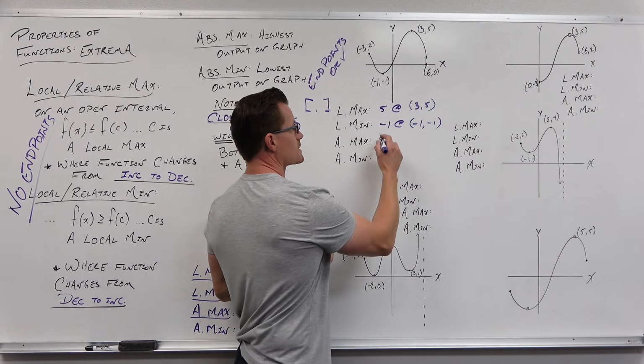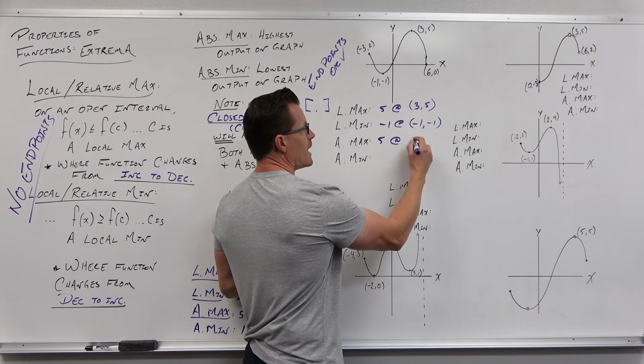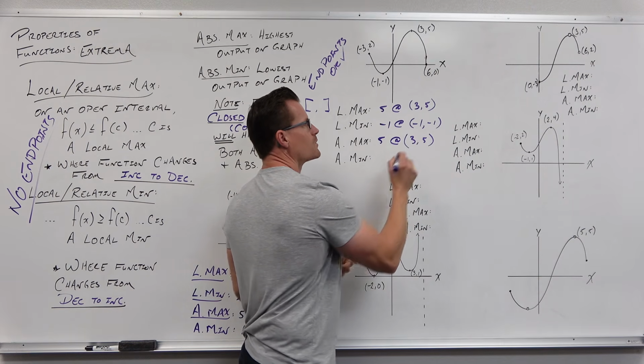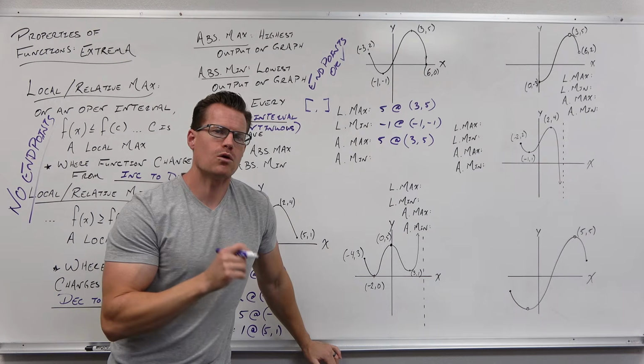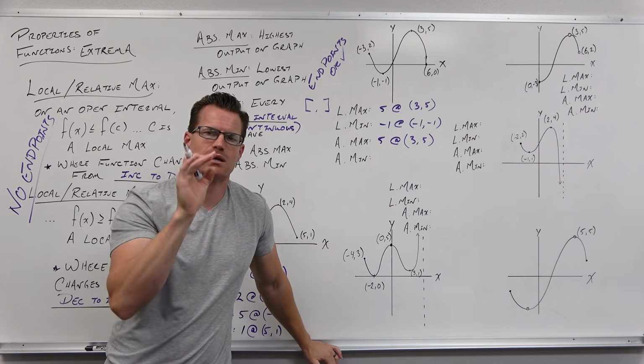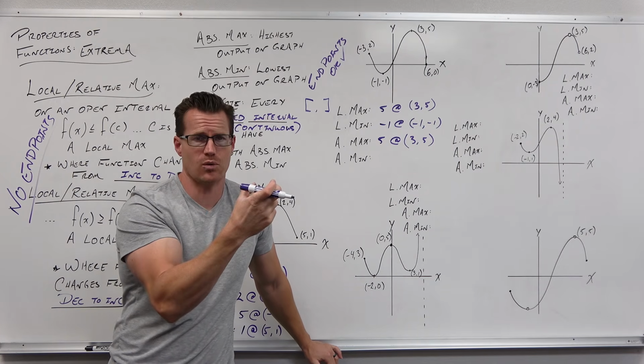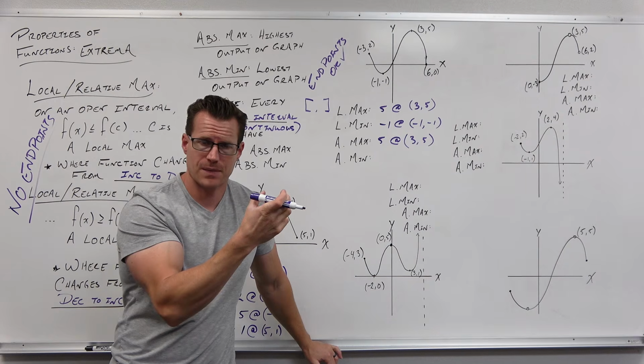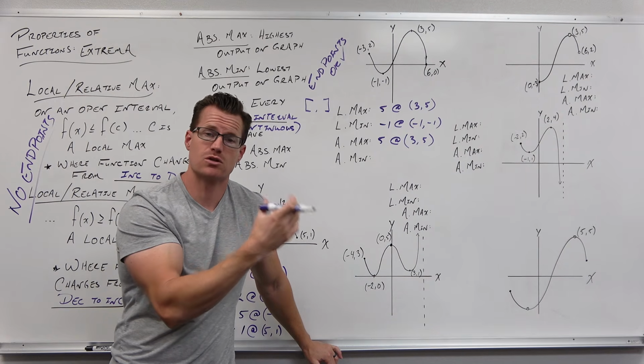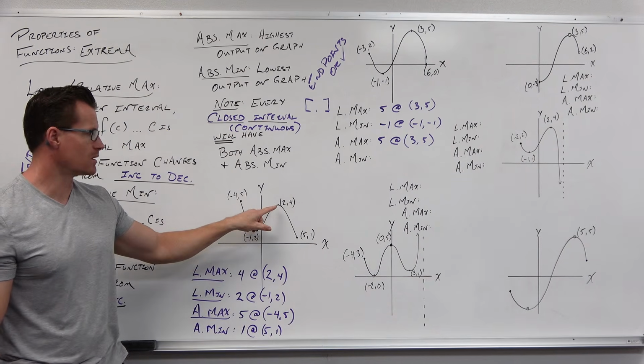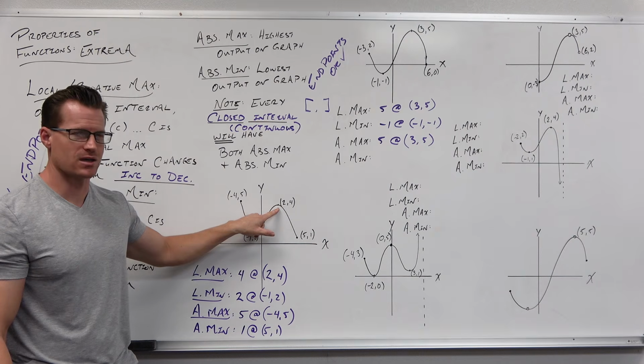So the absolute max is also 5 at 3, 5, but for a different reason than this. The local max is a change where we change from increasing to decreasing, or in a neighborhood of points, we have a high point. It does not have to be the highest point in your graph, does it? Because this is still a local max, but it's not the highest point.